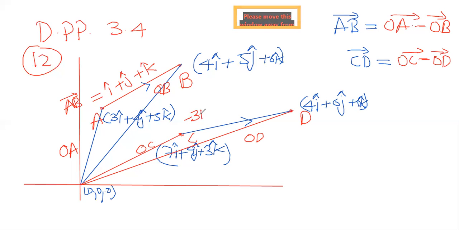minus 3 i cap. So 6 minus 9, how much? Minus 3 j cap. 0 minus 3, so that is minus 3 k cap. Luckily, we have used the same convention. B to A we did. So what I did here is OB minus OA. So that's not a problem. If you want, I will rub it and write it for you.